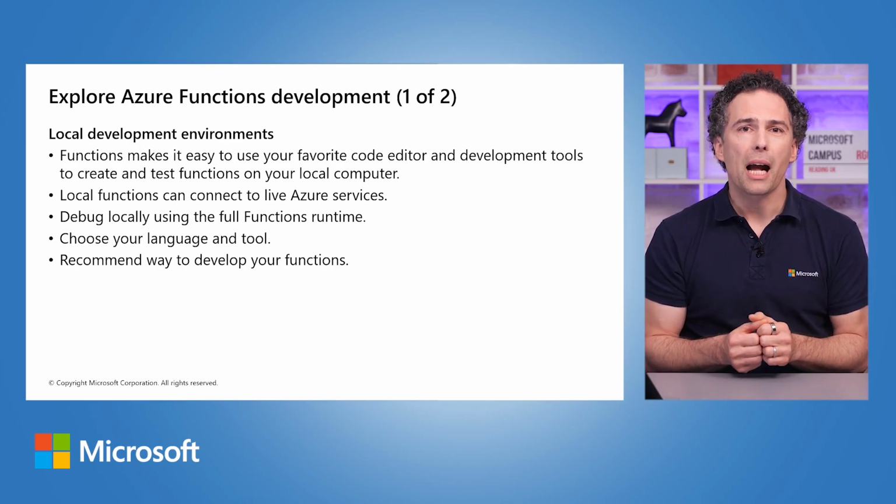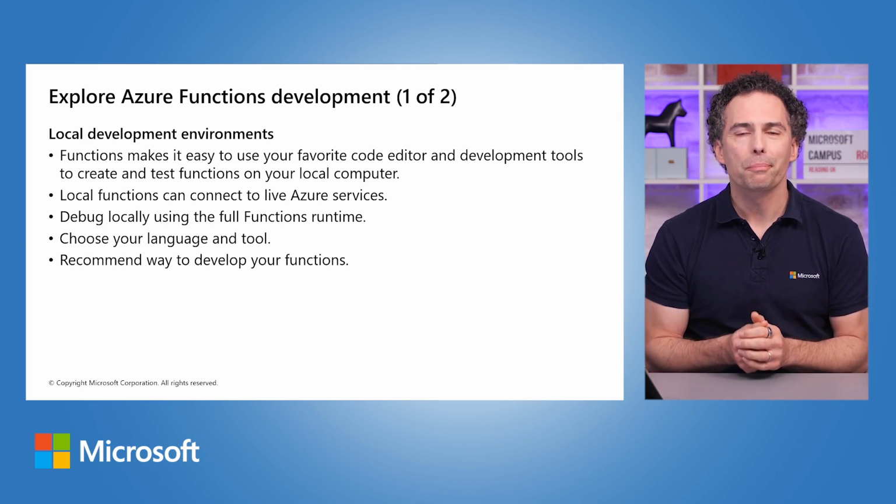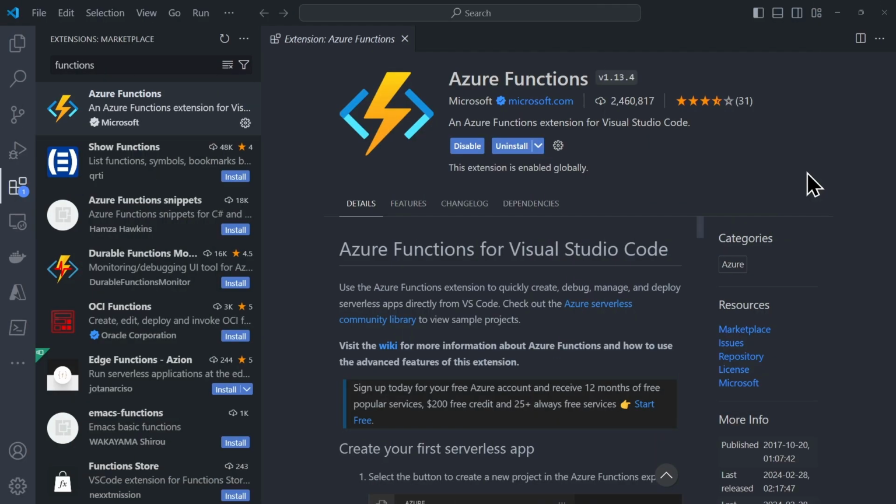Let's set up a function app and deploy it locally in a demo. In this video, I will show you how to create a function locally on your machine, create a new project, test it, develop it, and then deploy it to Azure.